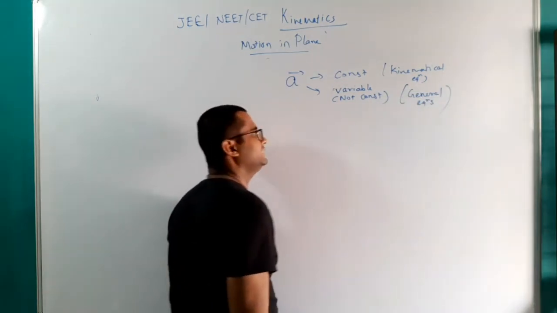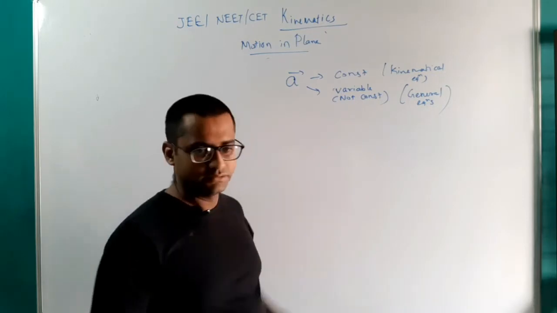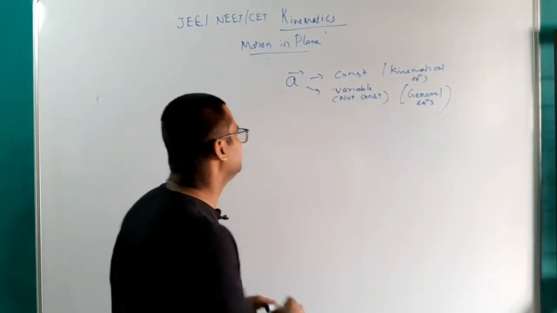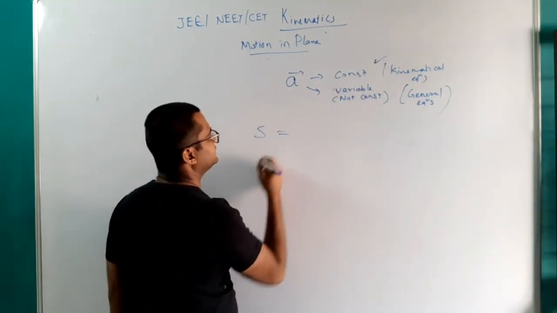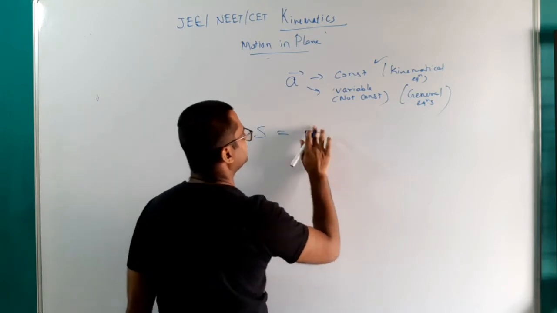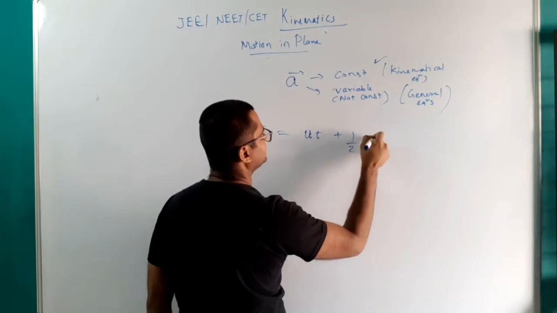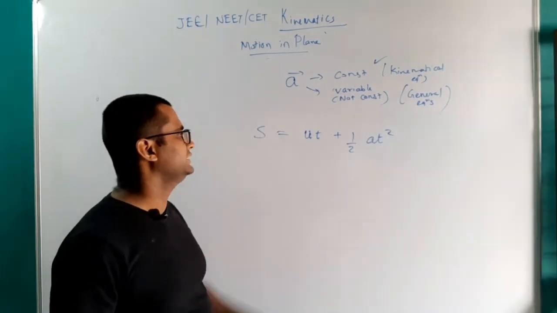Okay, we have already studied this general equation and kinematical equations in our motion in straight line case. So the same equations will be applicable, but let me write these equations first. Our equation is s equal to ut plus half at square, this was the equation when we were dealing with motion in straight line.